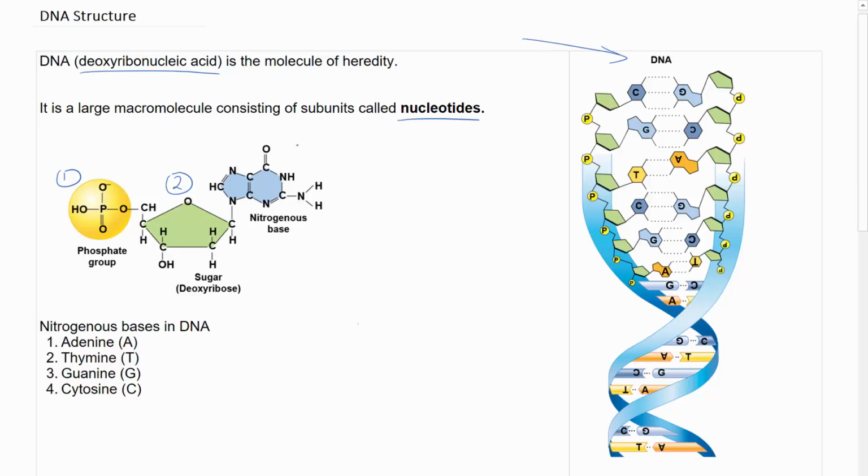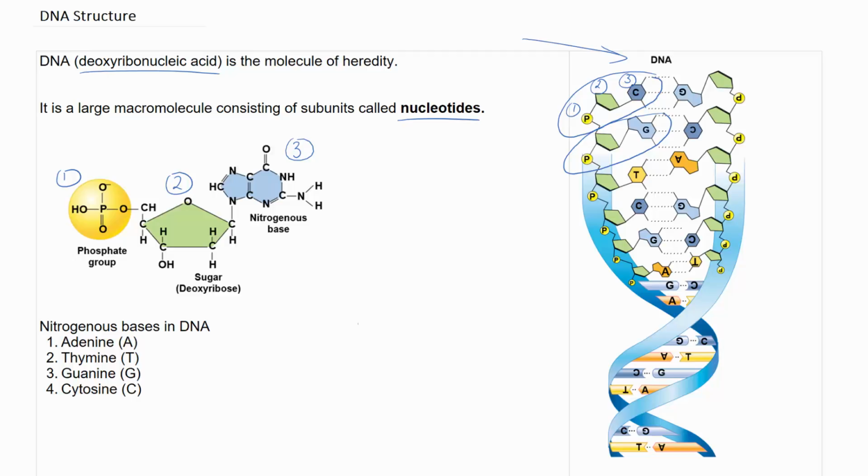And lastly, a nitrogenous base, which is bonded to the sugar. I'll circle a nucleotide in a strand of DNA here. And you can see the phosphate, the deoxyribose sugar, and the nitrogenous base. Now this nucleotide is then bonded to another nucleotide, and then that continues until you have a strand of DNA where you might have hundreds of thousands of nucleotides bonded together.